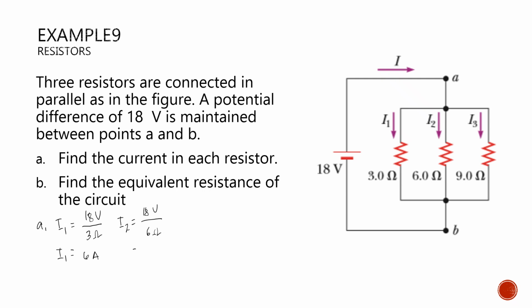And then for the second one, also 18 volts and the resistance is 6 ohms. So it's 3 amperes. As you can see here, the greater the resistance, the lesser the electric current value. And for the third one, it's 18 volts over 9 ohms. So that's 2 amperes.